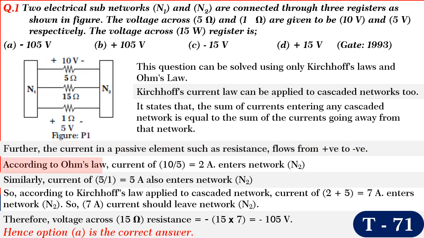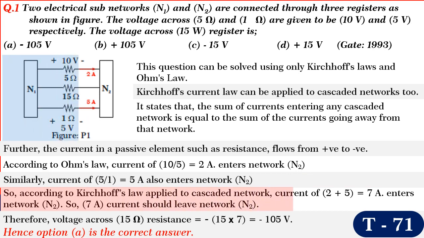Now, according to Ohm's law, current of 10 divided by 5 equal to 2 ampere enters the network N2 as shown. Similarly, current of 5 divided by 1 equal to 5 ampere also enters N2. According to Kirchhoff's current law applied to a cascaded network, current of 2 plus 5 equal to 7 ampere enters N2. So, 7 ampere current should leave N2 as shown.